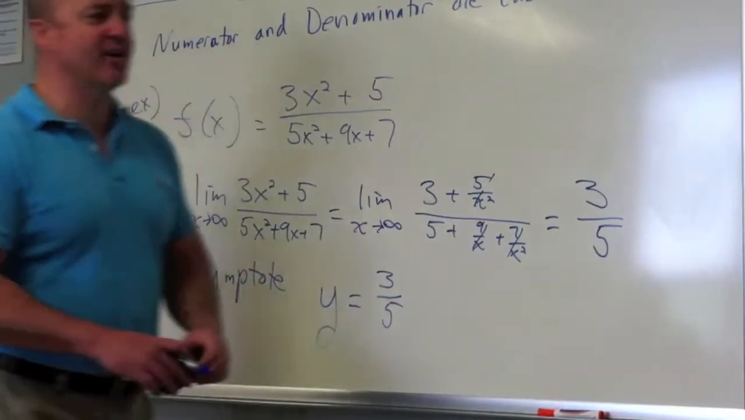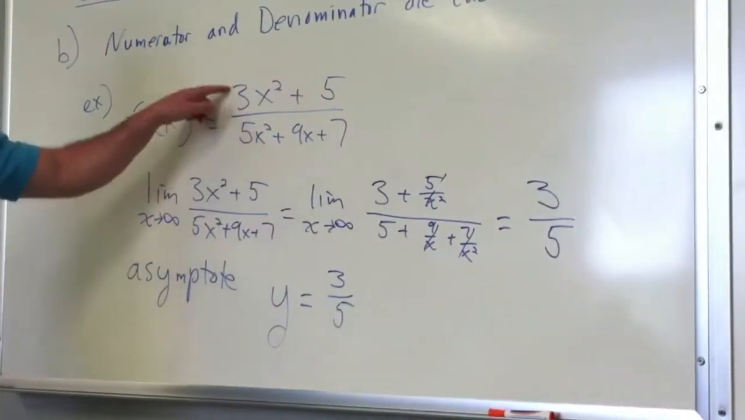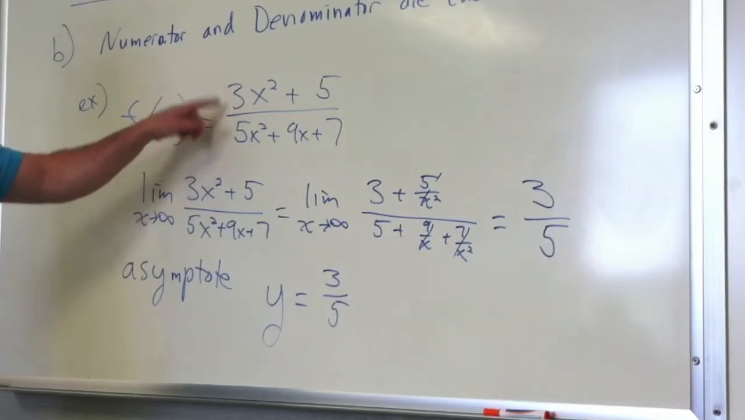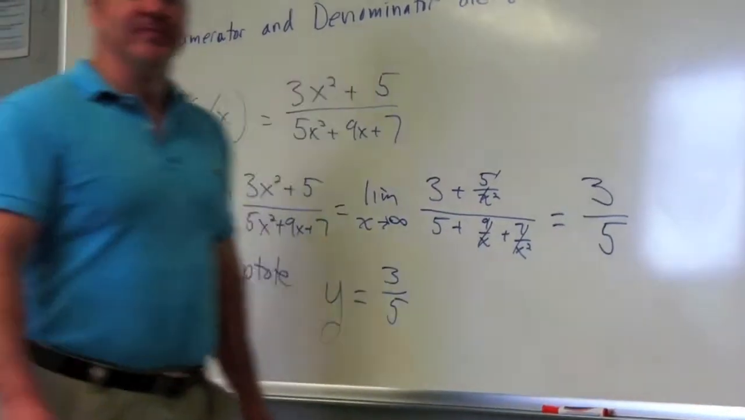So basically, higher degree on the bottom, it's the x-axis. Same degree top and bottom, it's the coefficient, a ratio of the first two coefficients. What about higher degree on top? I'm glad you asked. Are you ready?